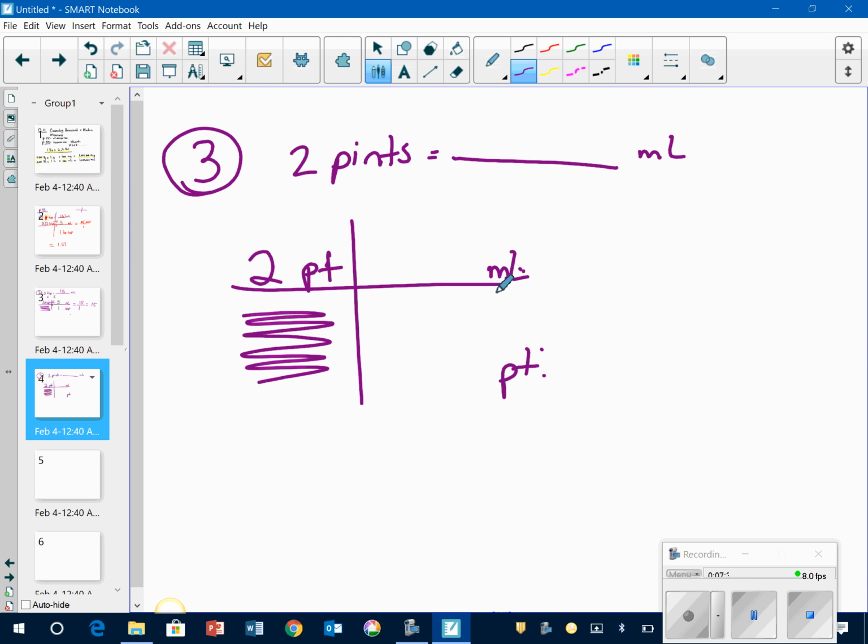We look in our chart, and it tells us that 1 pint is equal to 473 milliliters. Then we just multiply across, so 2 times 473 is 946 milliliters. Divide by 1, and your answer is going to be 946.